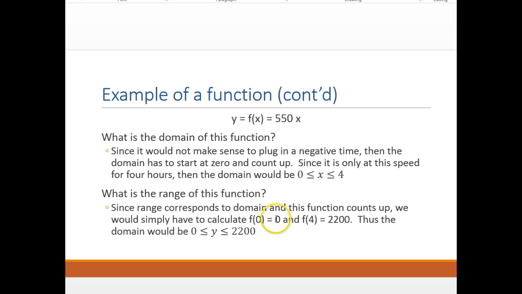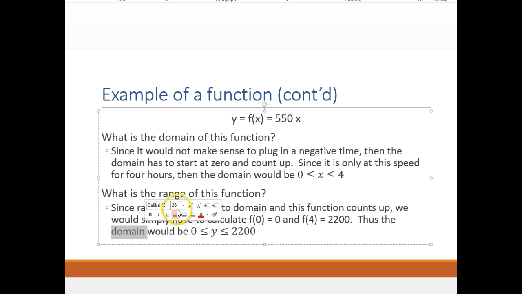So f of 0 would be 0 because f of x is 550x. So 550 times 0 is simply 0. F of 4 is 2200 because 550 times 4 is 2200. Thus the range, not the domain there, the range would be 0 less than or equal to y less than or equal to 2200.